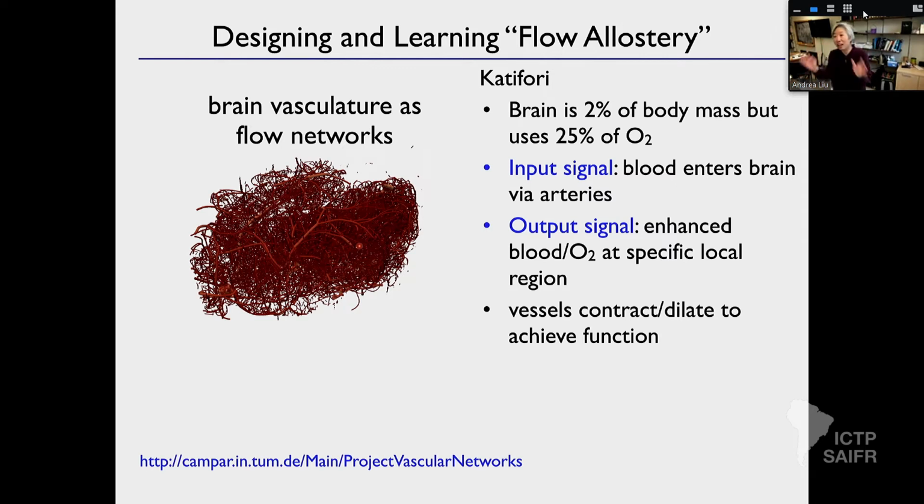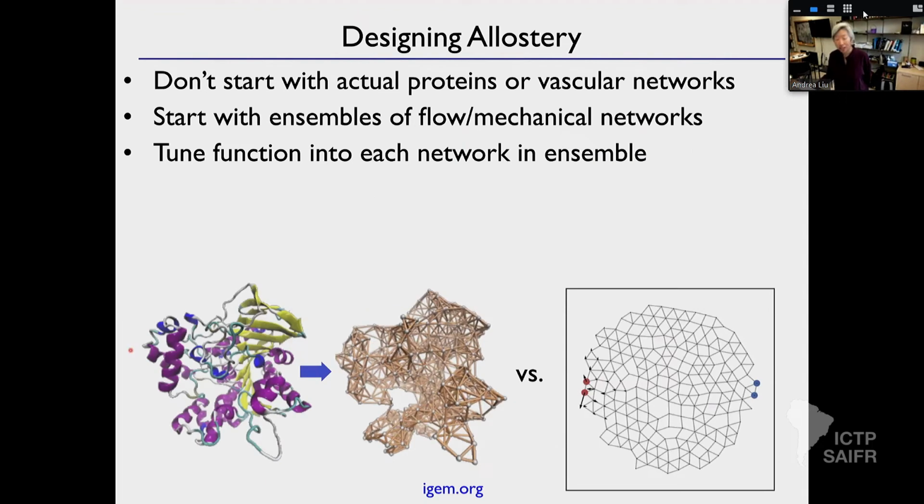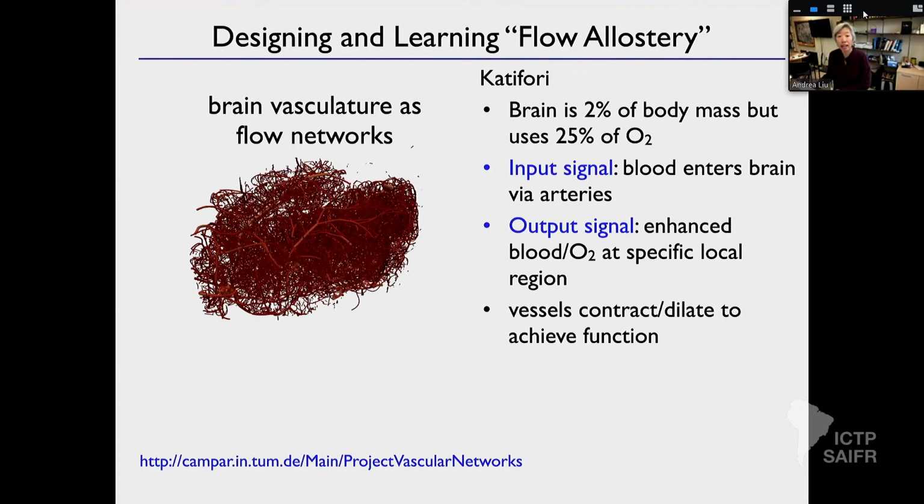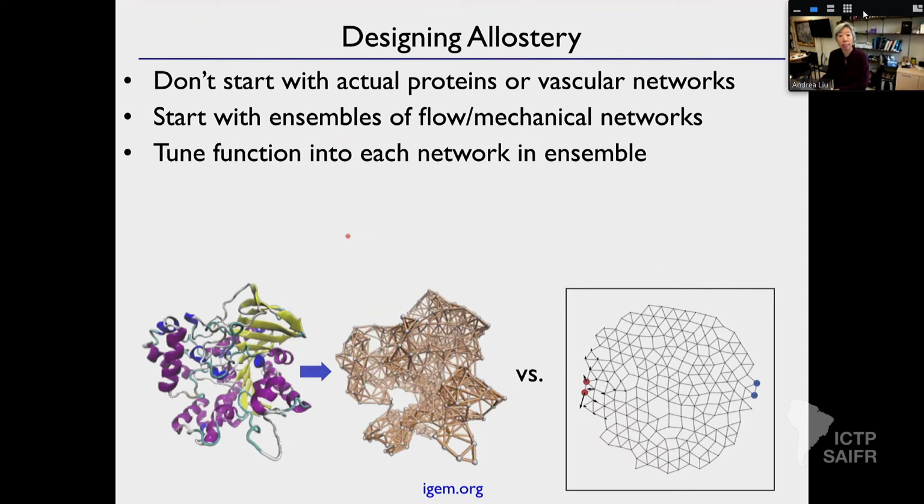Now, if I stopped talking and started jumping up and down, you would think I'm crazy. But my brain would just adjust and send extra blood flow to my motor cortex. So it's sending blood flow to different places on demand, and it's doing it by changing the conductance of edges of this flow network. So this is just like the allostery problem, except it's flow allostery. Okay, so how do we do this?